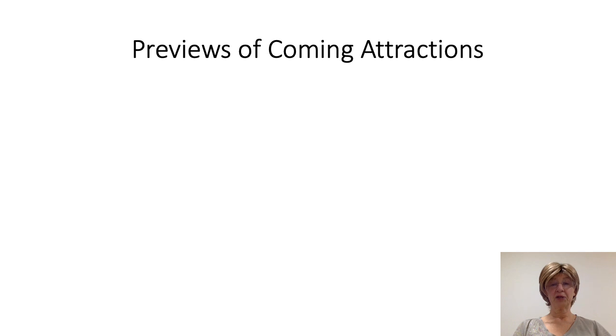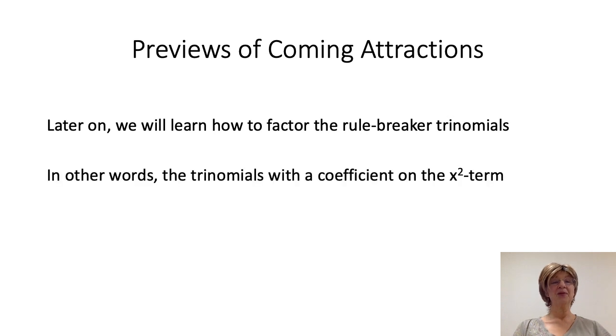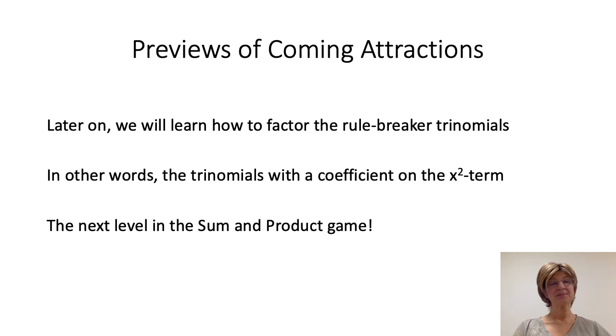Previews of coming attractions. Later on, we will learn how to factor the rule breaker trinomials. In other words, the trinomials with a coefficient on the x squared term. That is the next level in the sum and product game.